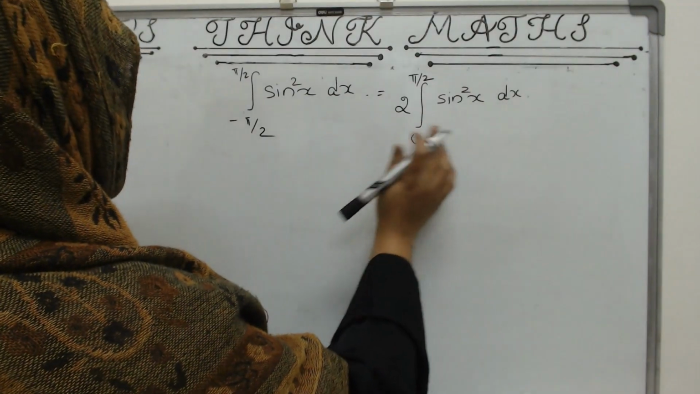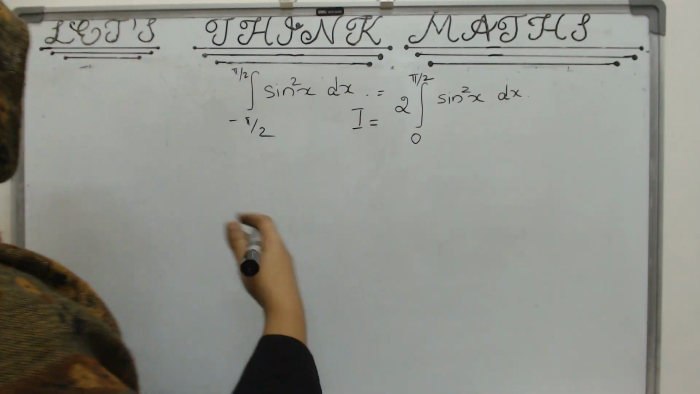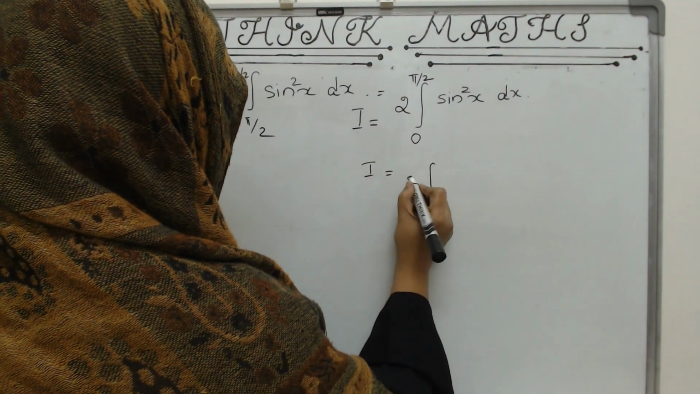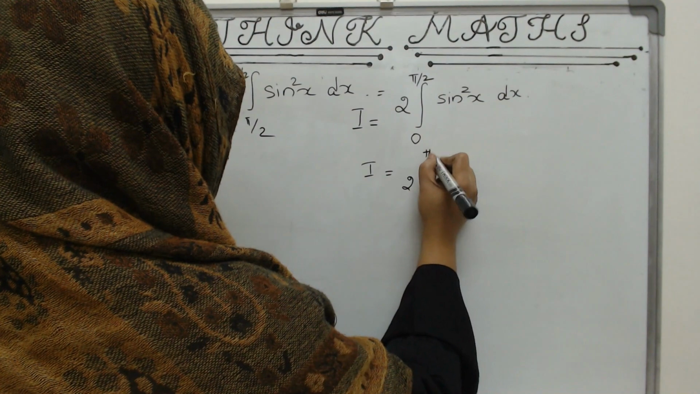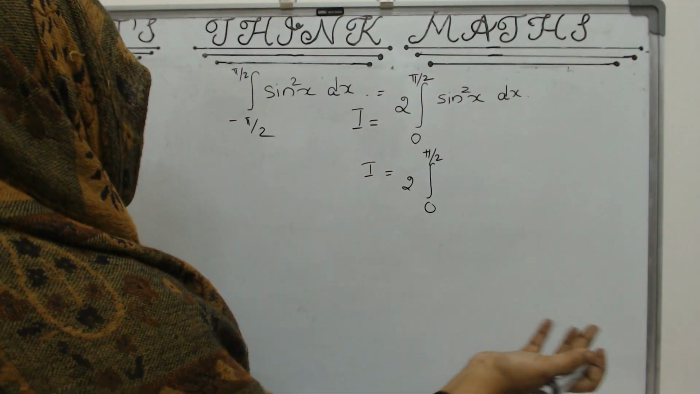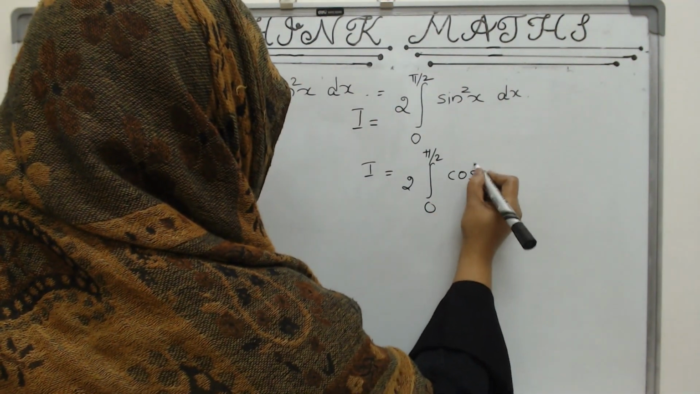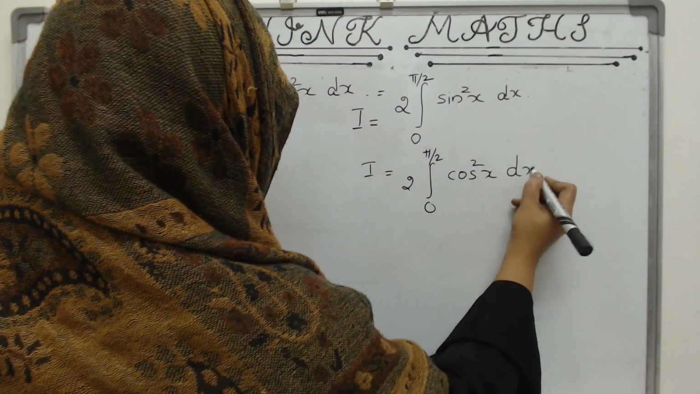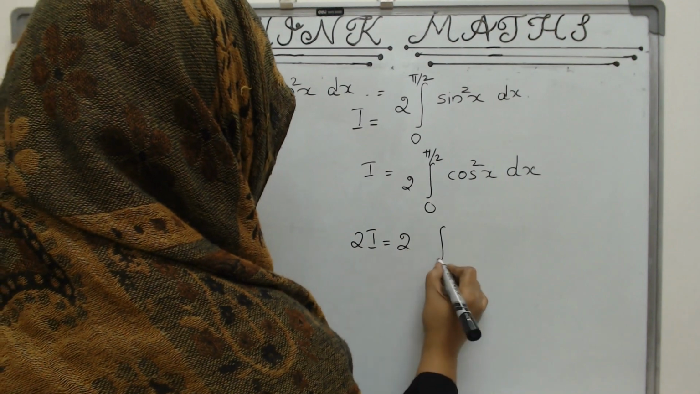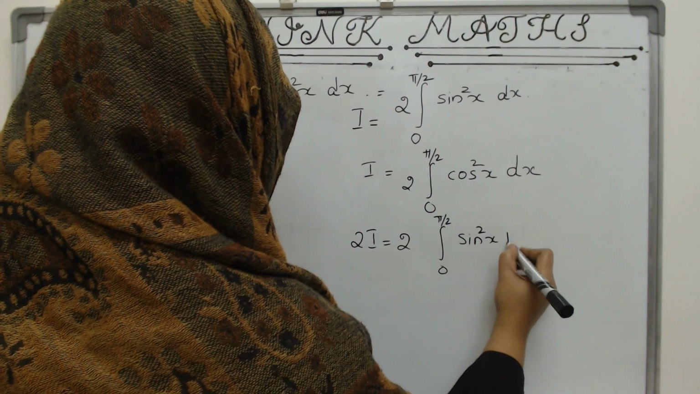This is 2. Now, if you take this as I, let us take this as I. What is the other way you can represent I? The same thing, 0 to pi by 2. And instead of x, if you put pi by 2 minus x, remember we did an entire session in the last class. So that becomes cos square x dx. So add both the equations, you get 2I is equal to 2 into the integral from 0 to pi by 2 of sine square x plus cos square x.